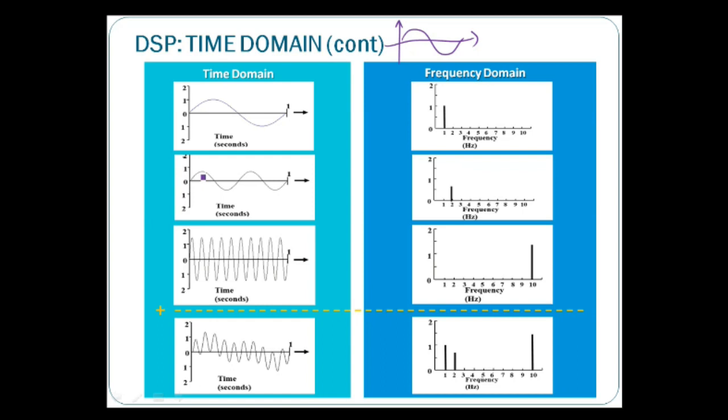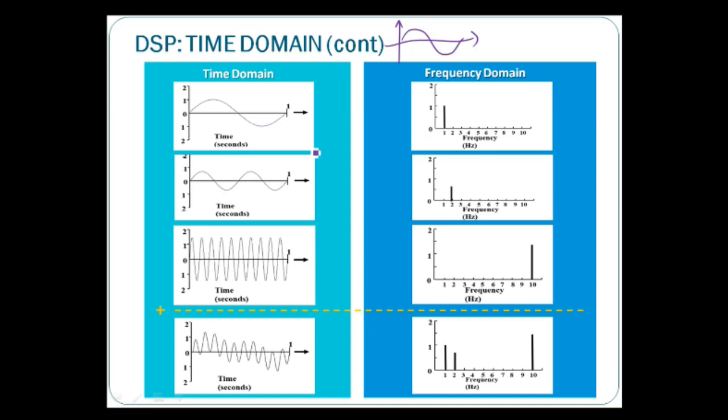So if you have two cycles in 1 second, then it's 2 Hertz. So you have another peak. If it is 10 cycles in 1 second, you have 10 Hertz. So you have a peak at 10 in the frequency domain, right. That is how you see, from the time domain to the frequency domain, how it can be represented.